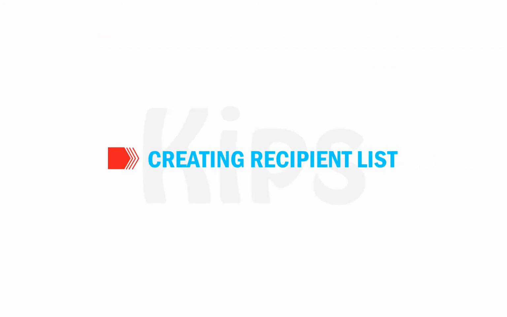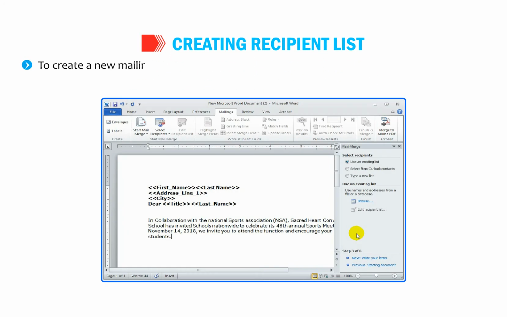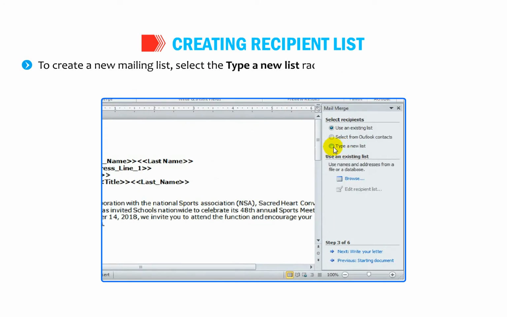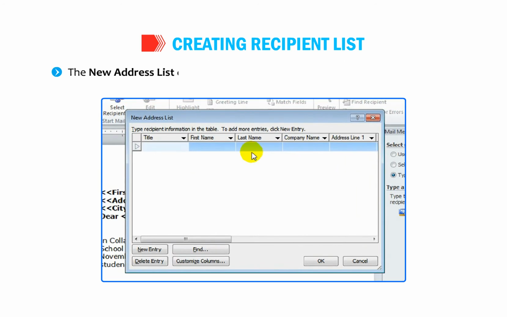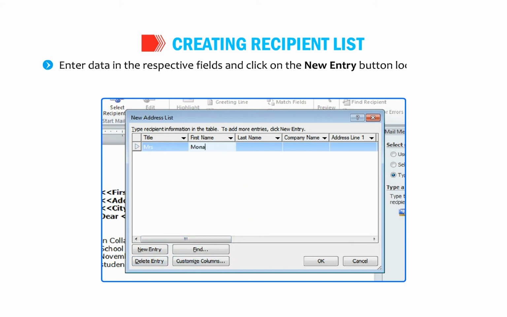Let me explain you how to create recipient list. To create a new mailing list, select the Type a New List radio button under Select Recipient section in the Mail Merge task pane and click on the Create option. The New Address List dialog box appears on the screen as shown in the figure. Click on the Customize Columns button to add or remove fields. Enter data in the respective fields and click on the New Entry button located at the bottom left of the dialog box.